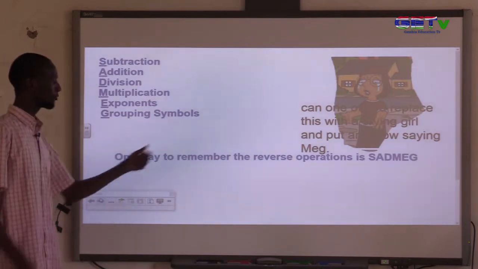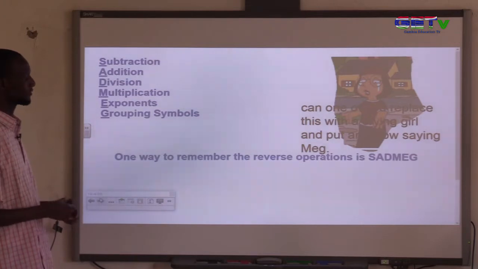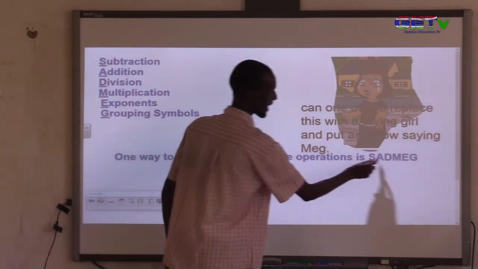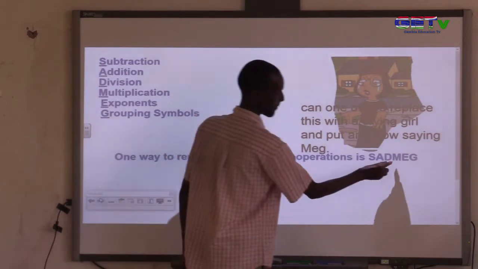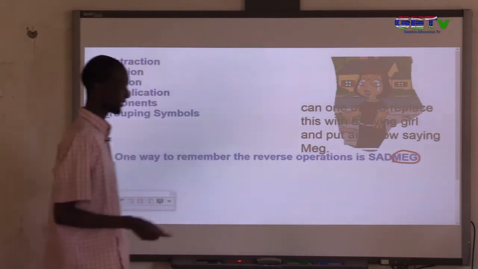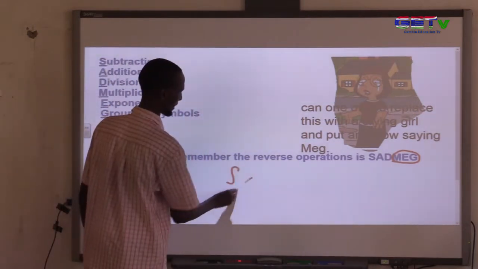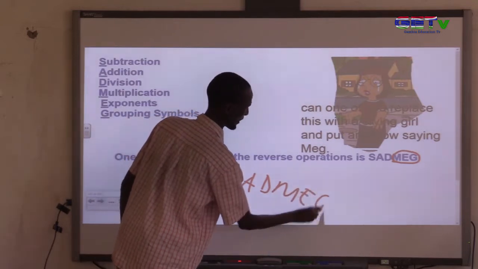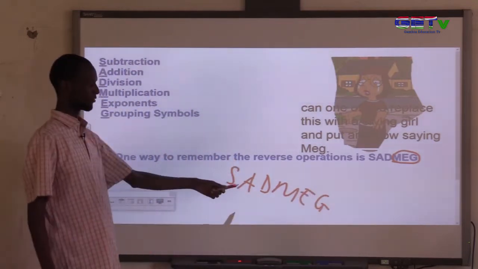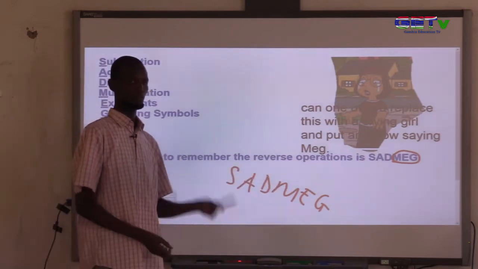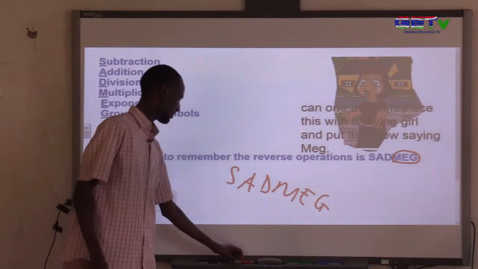Now, one way to remember the reverse operations would be SADMEG. Let's assume that Meg is the name of a person. When he or she is sad, we call it Sad Meg. That would be an easy way to remember that we are working through subtraction, addition, division, multiplication, exponents, and grouping. So we are flipping BODMAS here.